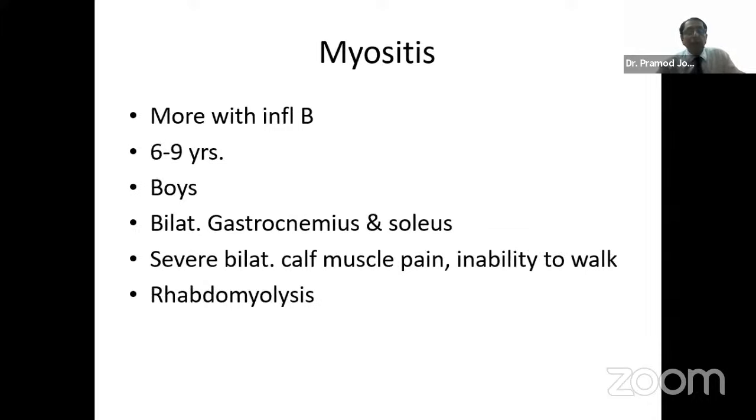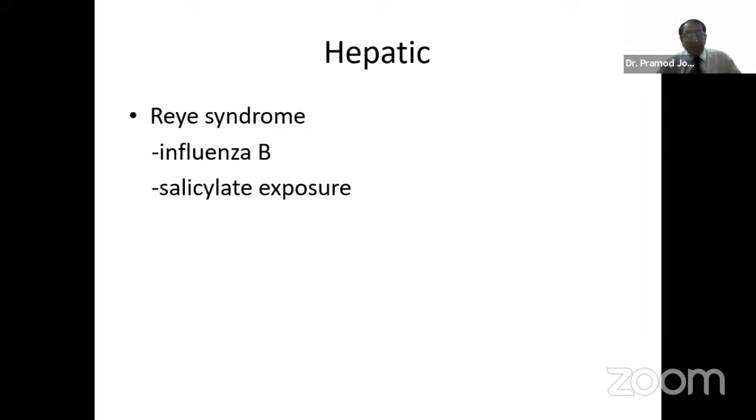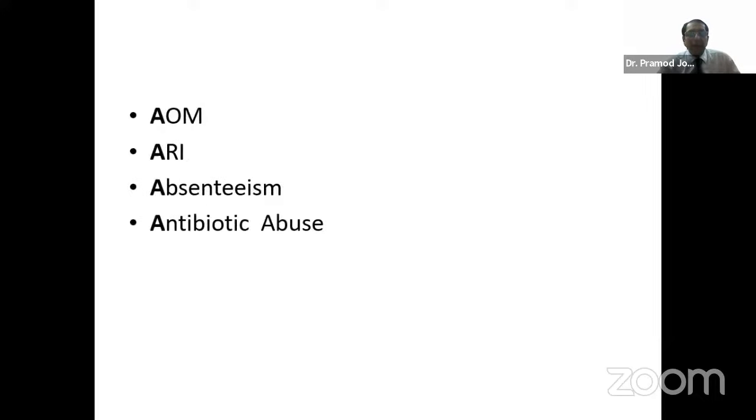Many children come to us with influenza B between the age of 6 to 9 years, the boys, where there is bilateral gastrocnemius and soleus involvement. They complain of severe bilateral calf muscle pain and inability to walk, and they do have rhabdomyolysis. Hepatic involvement can lead to what is called Reye syndrome, and particularly a child with influenza B, if given aspirin, salicylates, then he might land up into liver failure.